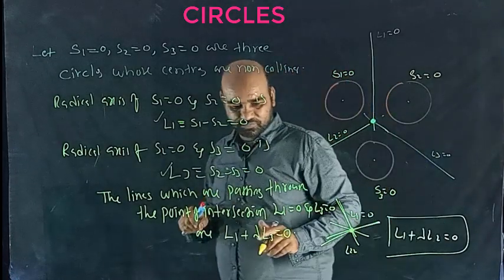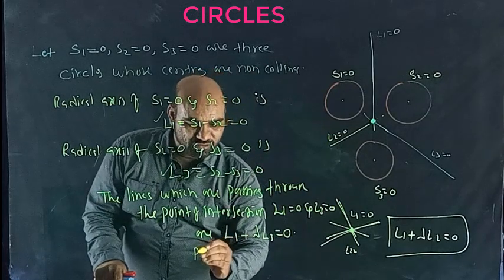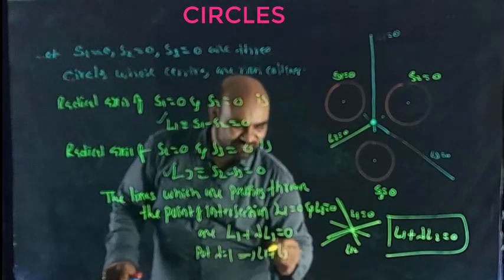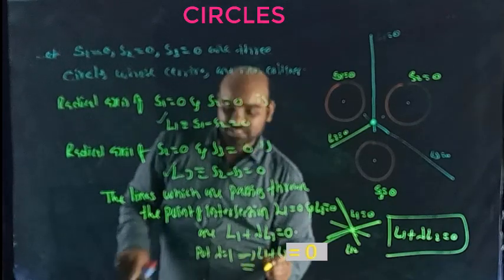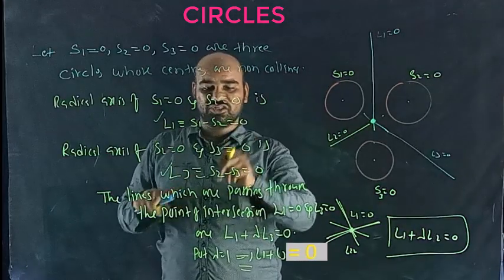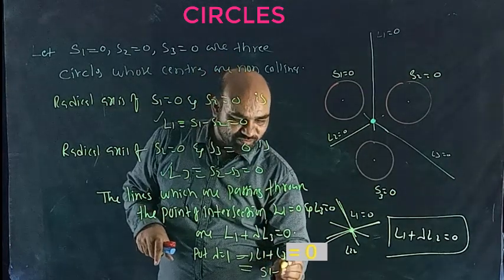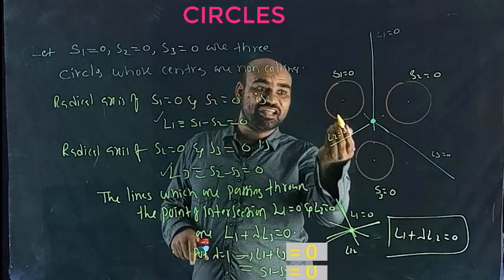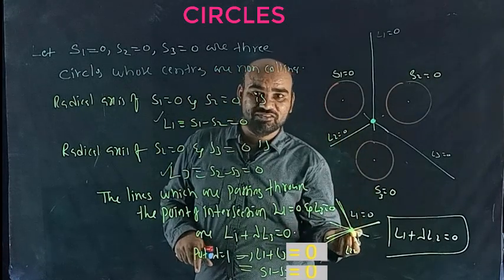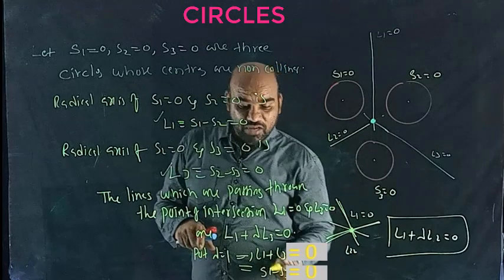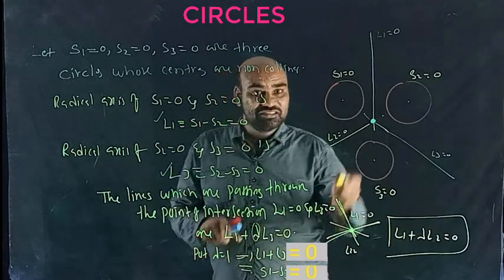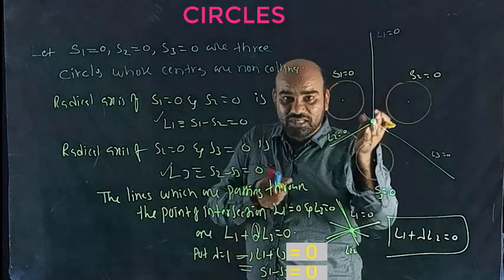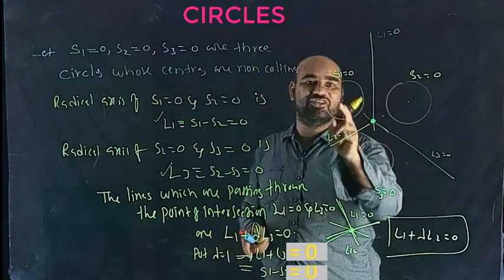Do one thing. Put lambda equal to 1. Then what happened? L1 plus L3. L1 plus L3 means what? Add these two, S2 gets cancelled, and what we get is S1 minus S3. What is S1 minus S3? It is the equation of the radical axis of these two circles only, no? So that is equal to 0 only. Means if lambda equal to 1, there exists a straight line passing through the point of intersection of these two, and that is nothing but the radical axis of these two circles.